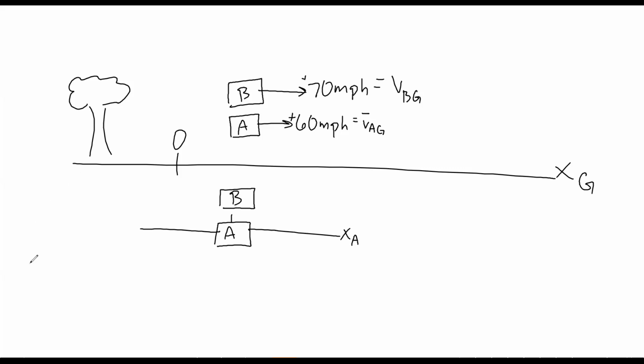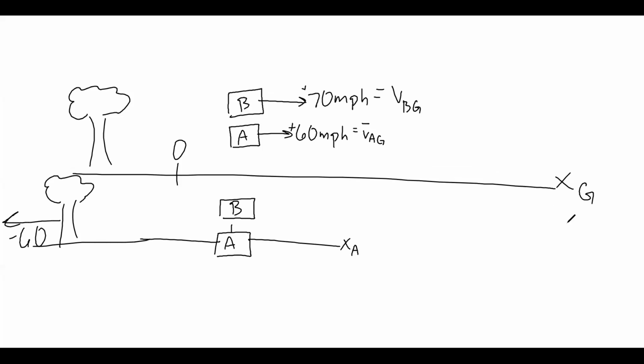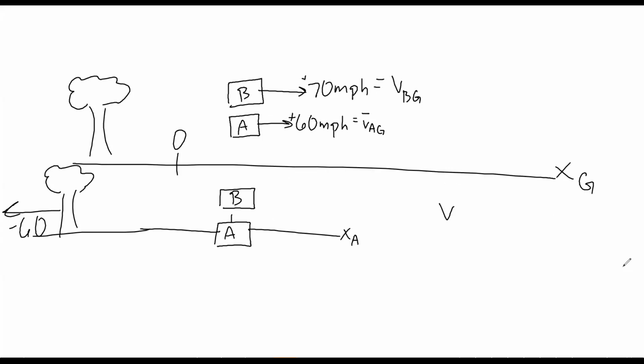Well, your intuition tells you that the tree is kind of moving backwards. And this is your experience, right? Moving backwards at minus 60 miles an hour. And so let's just make sure we can get the notation right for this relative motion equation. So what would be the velocity of B relative to A?